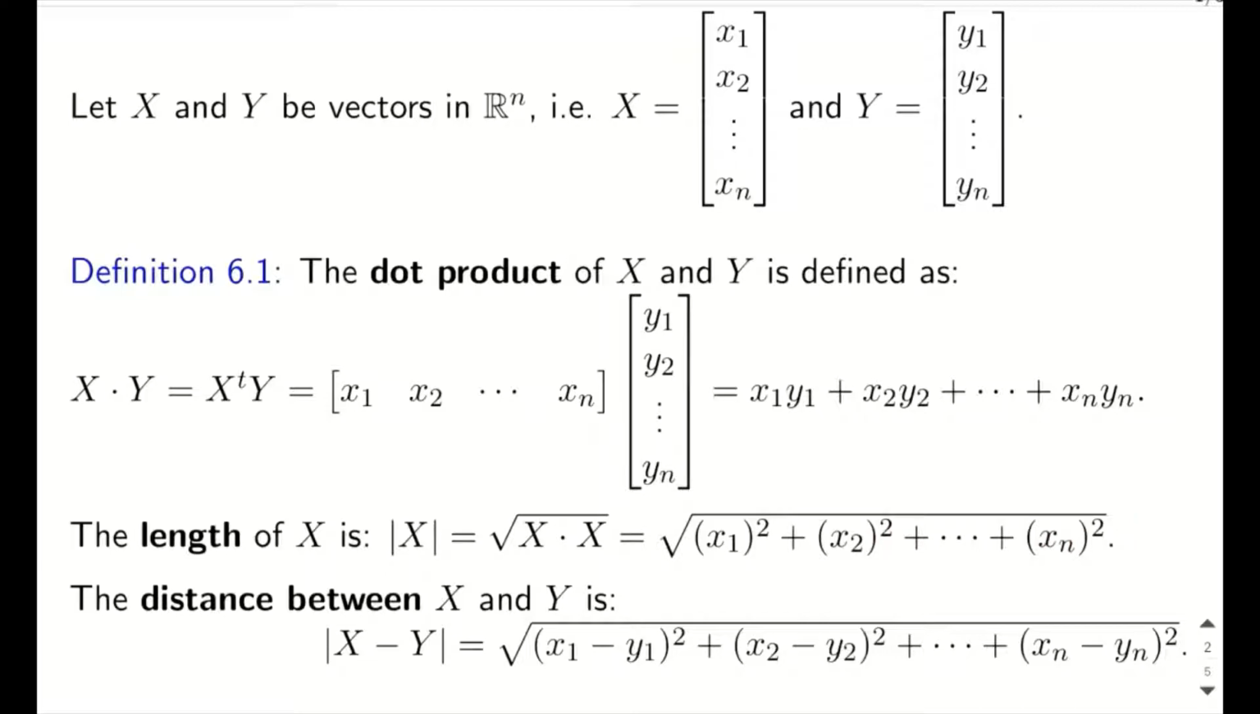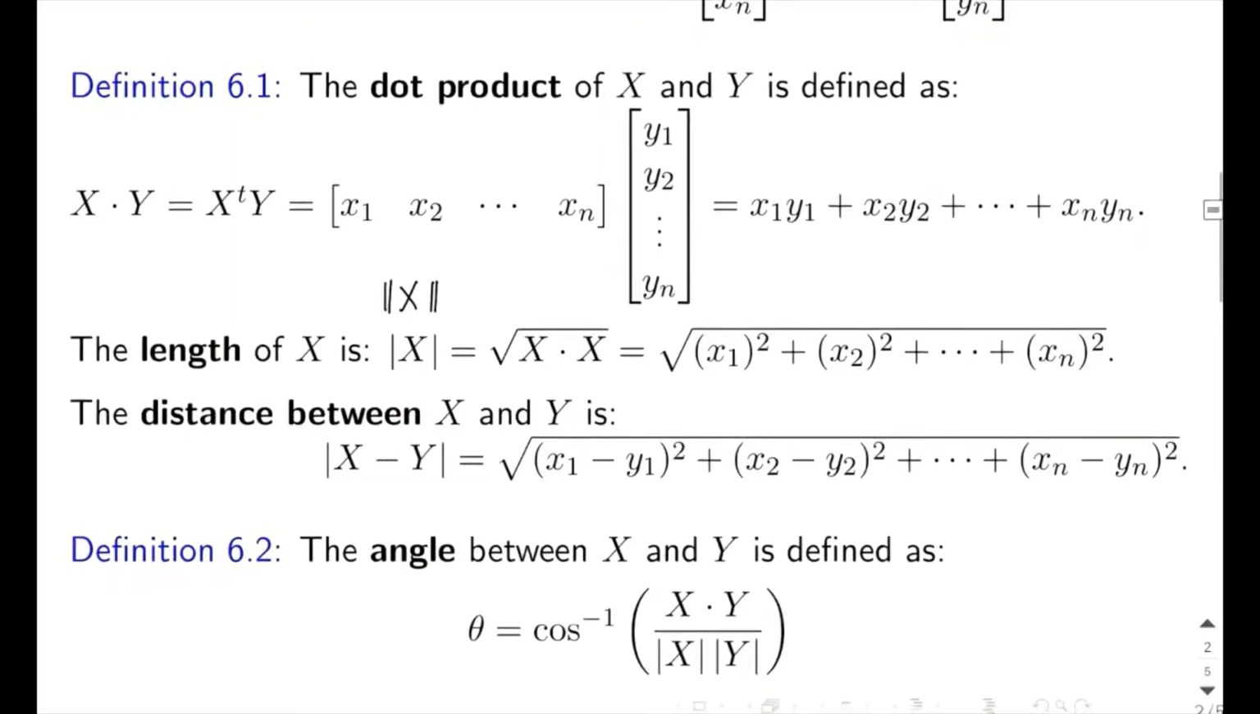People often use the double lines for the length or the magnitude instead of writing something that looks like the absolute value. We also have the definition of the distance between two vectors, x and y. The distance between x and y is denoted as the length of x minus y. And you can apply the length definition above, right? You dot product x minus y with x minus y, and you are going to have (x1 minus y1) squared, (x2 minus y2) squared, and (xn minus yn) squared.